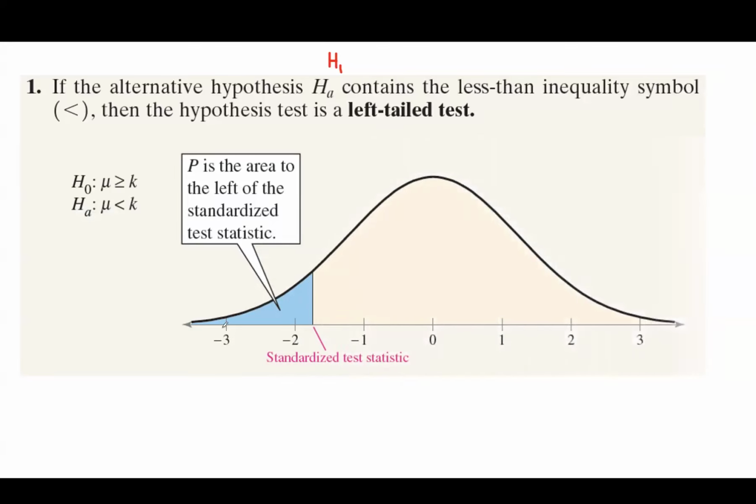The p-value is on the left tail of the graph, and p-value is the probability or the area below the curve on the left side of the standardized test statistic. But again, please pay attention. If the alternative hypothesis, H sub 1 or H sub A, contains less than, it means that you have a left tail test. The p-value, which is the area to the left of the standardized test statistic, is located on the left-hand side, and we call it a left tail test.